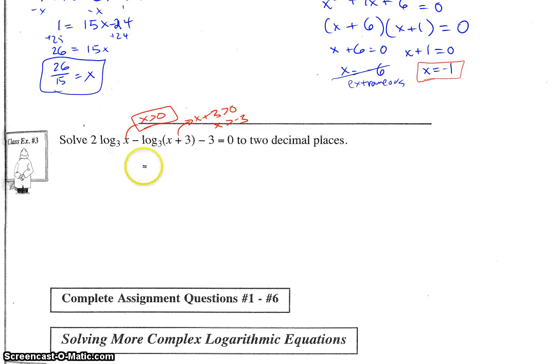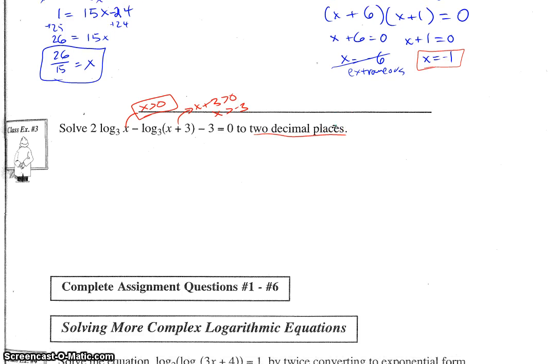Looking at this equation now: solve 2 log base 3 of x minus log base 3 of x plus 3, minus 3 equals 0, to 2 decimal places. That concerns me, 2 decimal places. It's possible that we may end up having to use the quadratic formula, but hopefully not. Let's try it out and see.